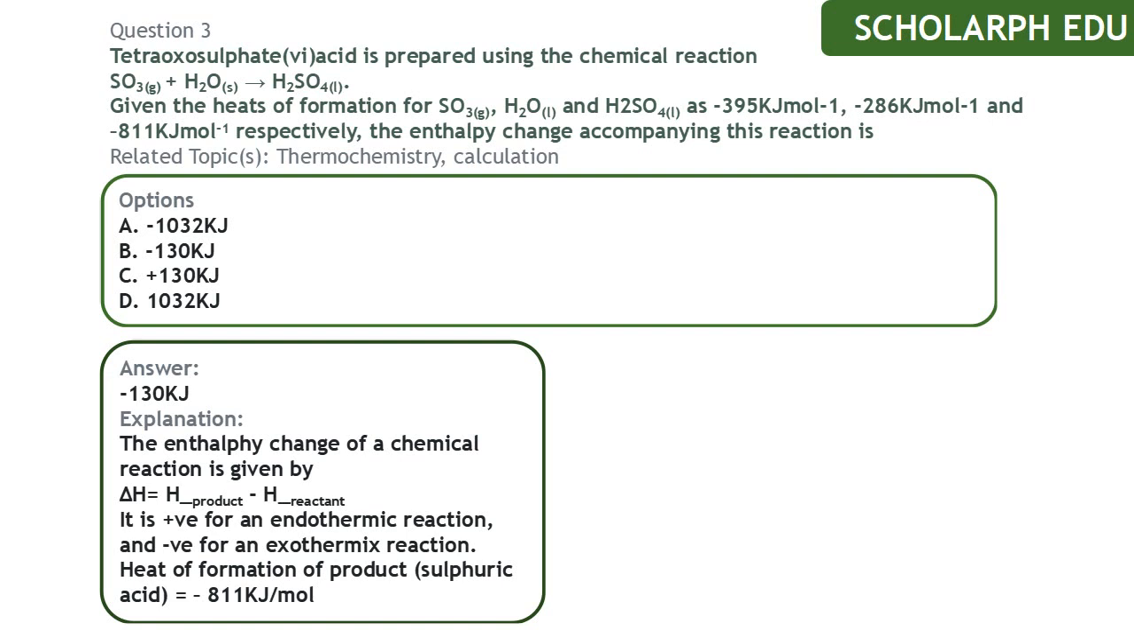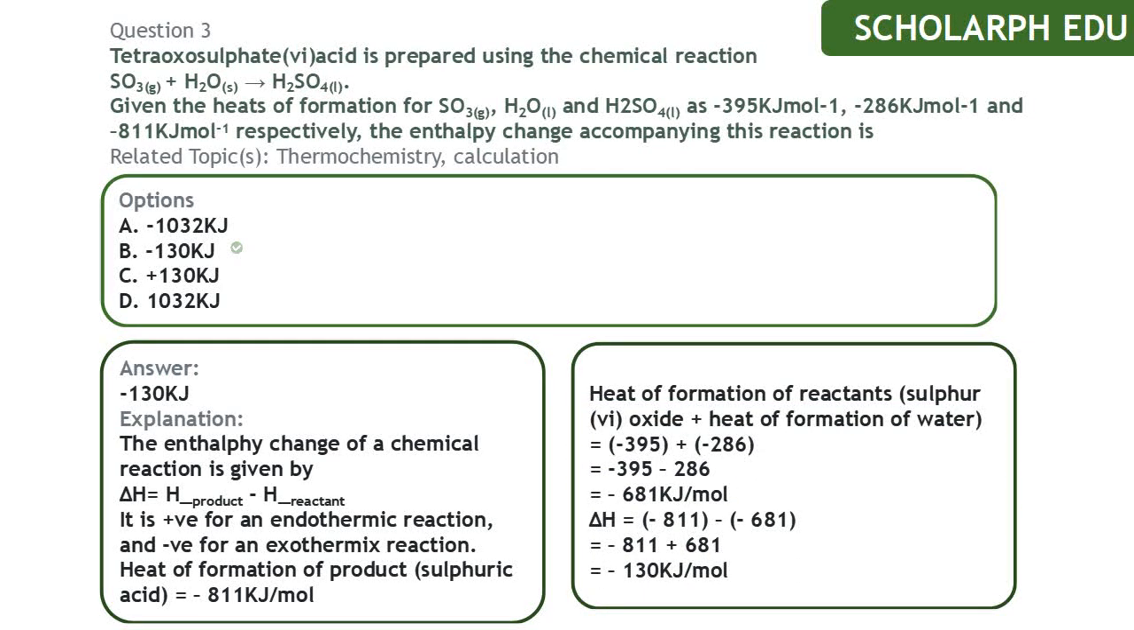Now in this question here, the heat of formation of the sulfuric acid is this here. Alright, minus 811 kilojoules per mole. That will be the heat of the product, while the heat for the reactant is the heat of the thiosulfate here and water, which is what we have here, minus 395 and minus 286. So we find the sum of these two. We have minus 395 plus minus 286. Plus and minus is minus, so here we have minus 395 minus 286, and that will be minus 681.